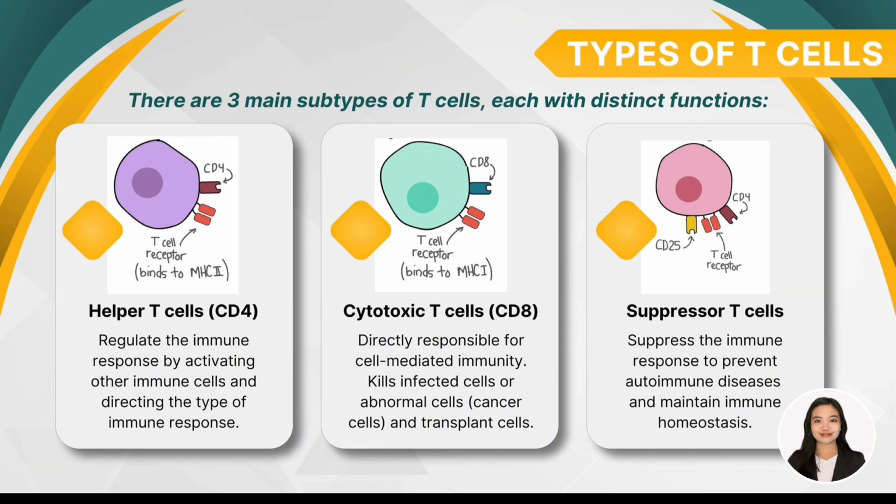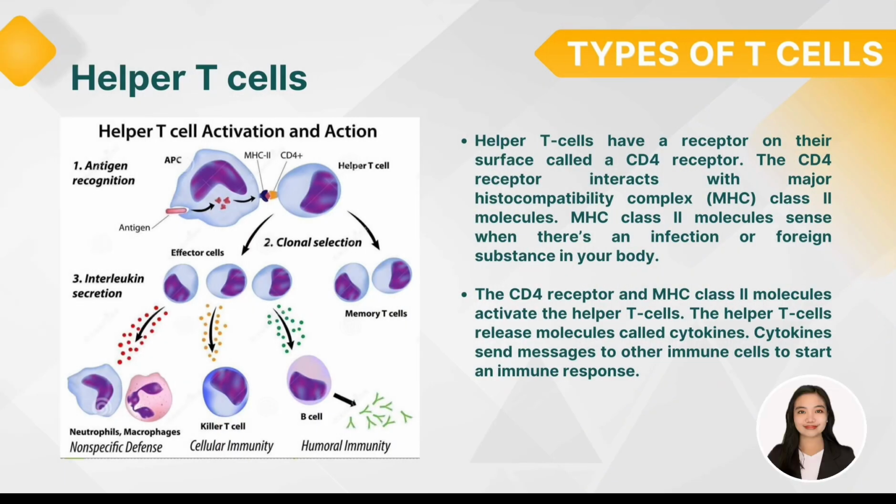Next is the suppressor T cells. It suppresses the immune response to prevent autoimmune disease and maintain immune homeostasis. And now let's dig deeper more about helper T cells.